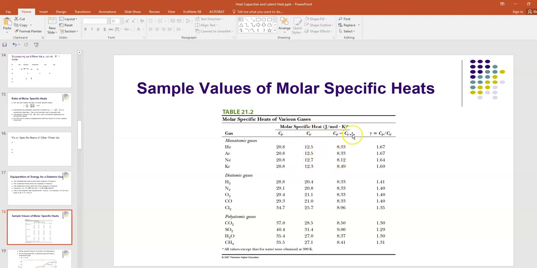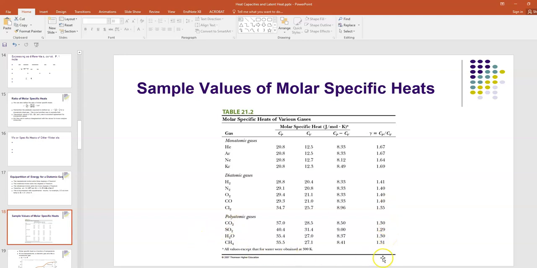C sub P minus C sub V should be R, and it pretty much is for these monatomic gases. And gamma should be about 1.67, and it is. So our monatomic gases, very good experimental agreement. But not so much here, the diatomic. You can see that they don't match the theoretical predictions quite as well.